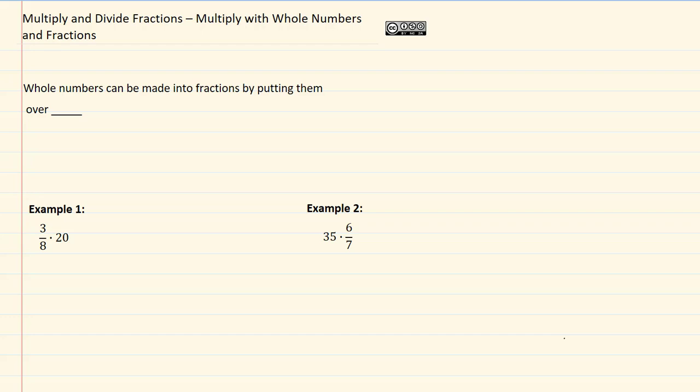Multiply and divide fractions. Multiply with whole numbers and fractions. Whole numbers can be made into fractions by putting them over 1. This becomes really handy when we are multiplying with a fraction and a whole number. So let's take a look at our examples.